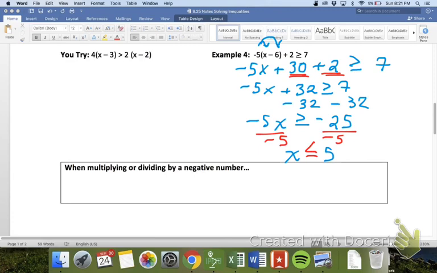Okay? And the key is that whenever you're multiplying or dividing by a negative number, you will always flip the direction of the inequality sign. And we're going to explore this a little more in class the next time I see you, so we'll look at why it is that we must do this, but just know that whenever you divide by a negative or multiply by a negative, you're going to flip the direction of the inequality sign.